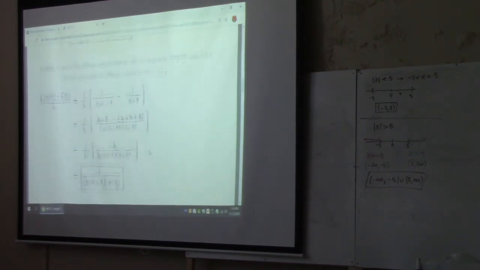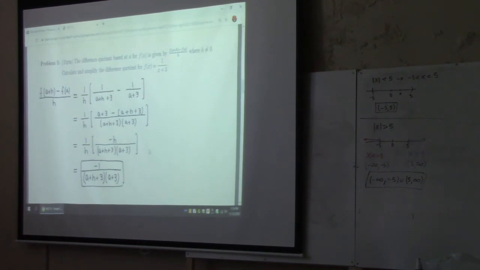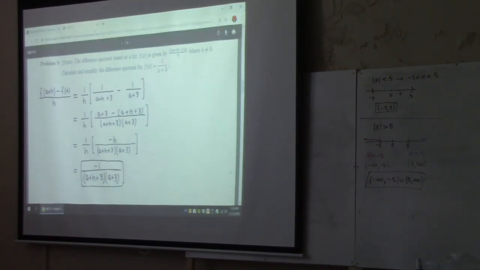Difference quotient. Here we have to take f of a plus h minus f of a. For this one, f of a plus h is 1 over a plus h plus 3. F of a is just 1 over a plus 3. I left the h outside, and then I made a common denominator. Things canceled, like the a and the 3, leaving me with an h. Then the h's cancel upstairs and downstairs, and it just left me with minus 1 over that.